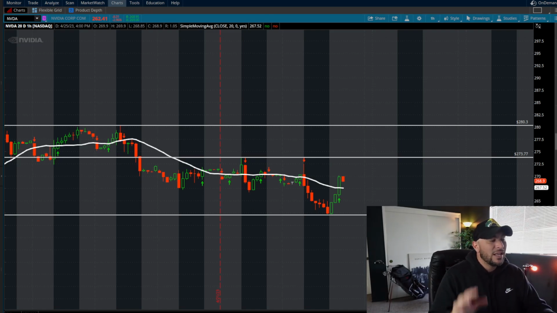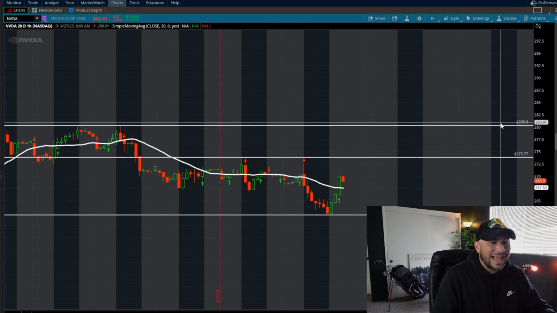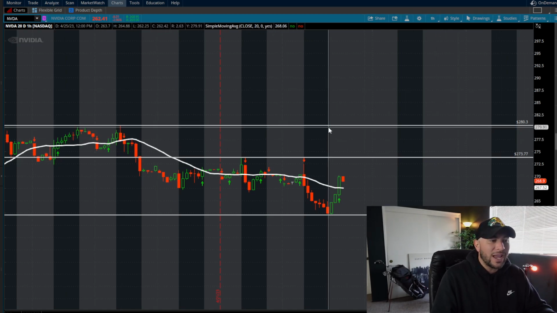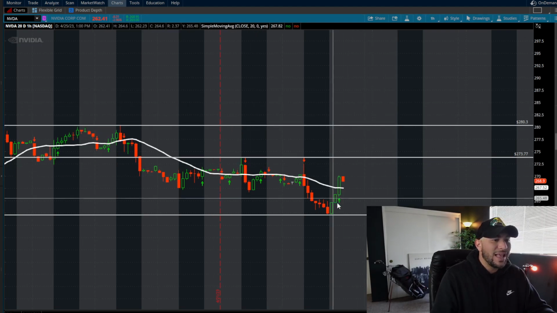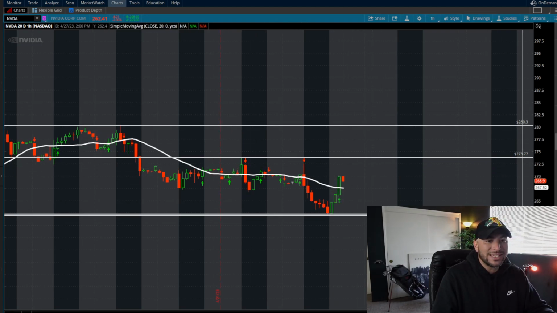But anyways, what we're looking at here, we have a top supply zone here at 280.30. This is my absolute top supply on a 1 hour time frame. I'm looking at the bottom being 262. So we're looking at almost a 20 point range, which is 18 points from high to low in the last 5 to 6 days. That's why I love this stock.